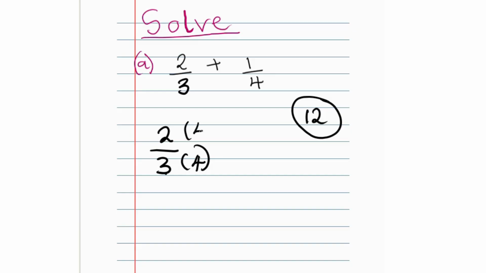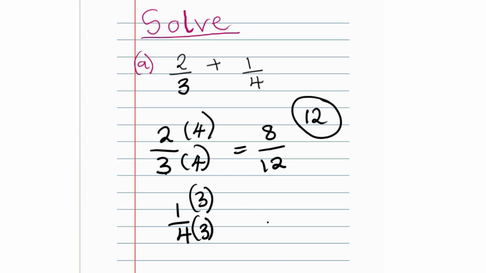And then we have to multiply also the numerator by 4, because we can't just multiply the denominator alone. So if we multiply 2 by 4, we get 8, and then 3 by 4, we get our 12. And then we do it for the other side, which is 1 over 4. We want to make sure that this denominator becomes 12. And how does it become 12? Is by multiplying it by 3, right? We multiply both the denominator and the numerator, and then we get 3 over 12.